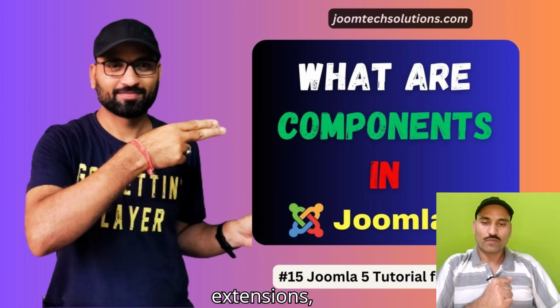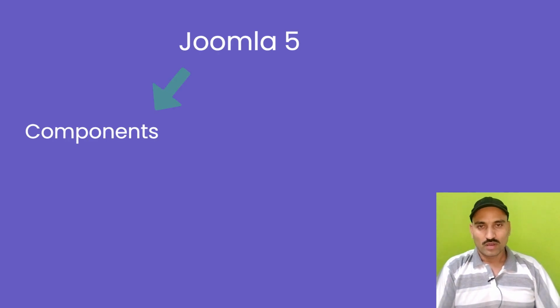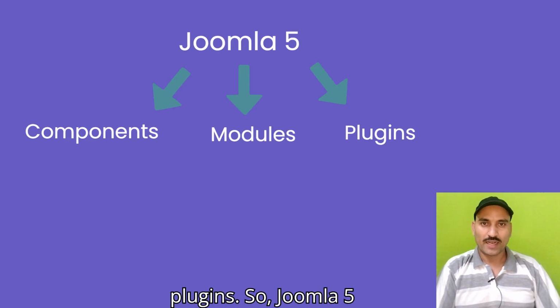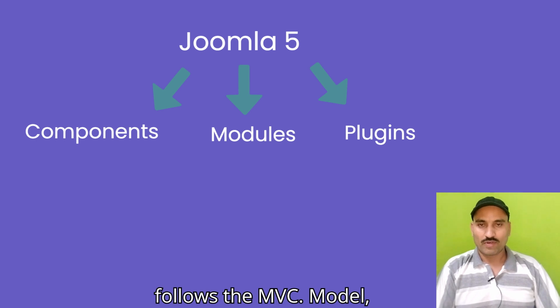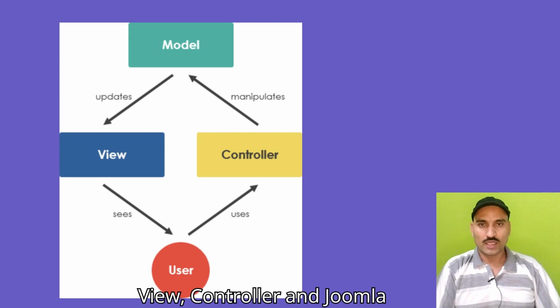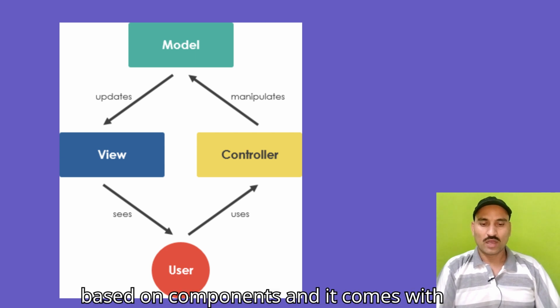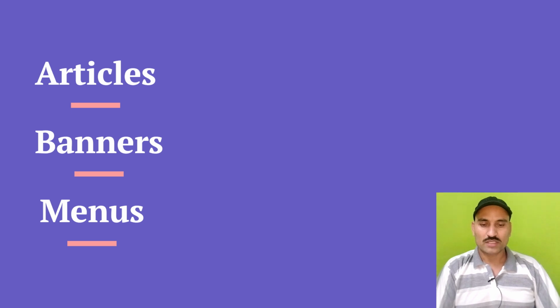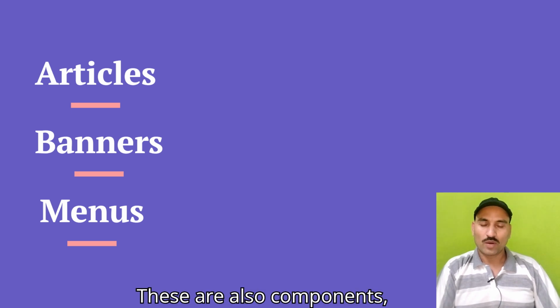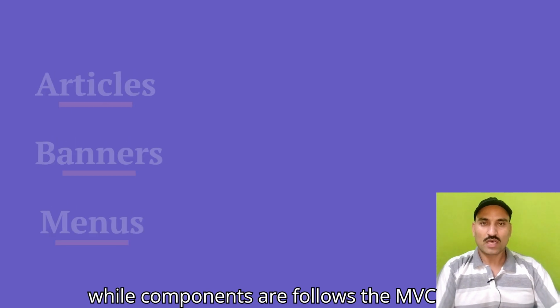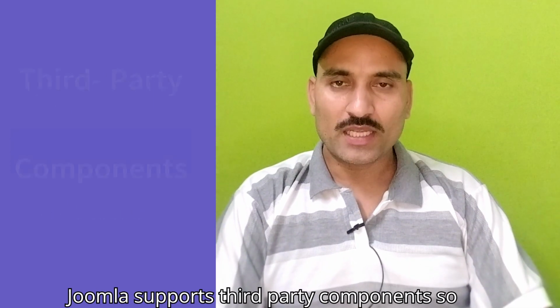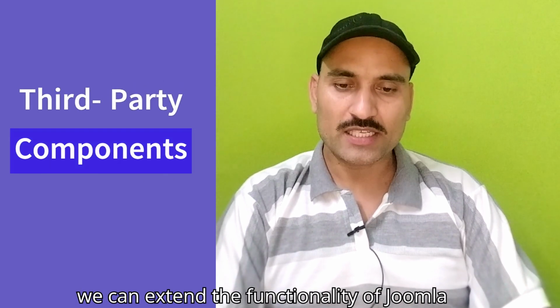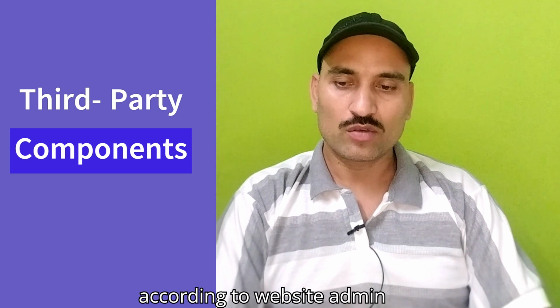Basically there are three types of extension: components, modules and plugins. Joomla 5 follows the MVC, model view controller, and Joomla is based on components, and it comes with built-in components like articles, banners, menus. These are also components, and components follow the MVC as well. Joomla supports third-party components, so we can extend the functionality of Joomla according to the website admin's requirements.